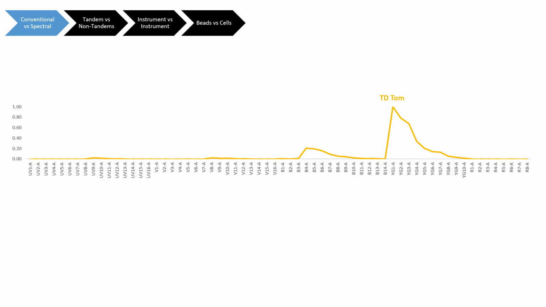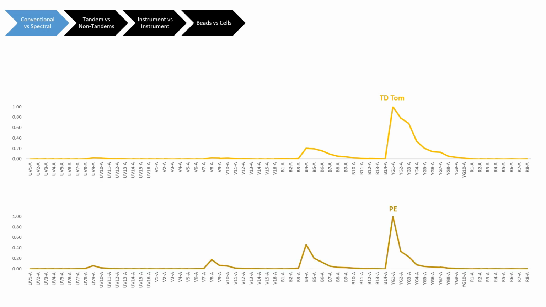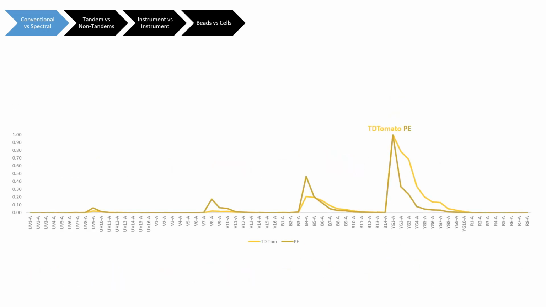Now let's compare the normalized signatures of TD tomato and PE. If we overlay them, you can see where the signatures differ. In fact, if we look at a similarity score, a metric for how similar two signatures are, with 1 being 100% the same and 0 being not showing any similarity in emission at all, you will see that PE and TD tomato are only 0.85 or 85% similar.